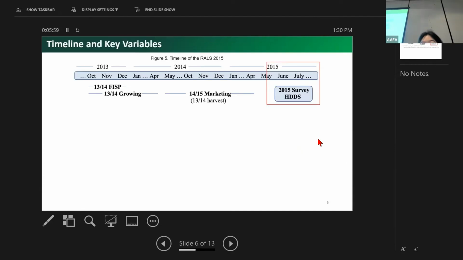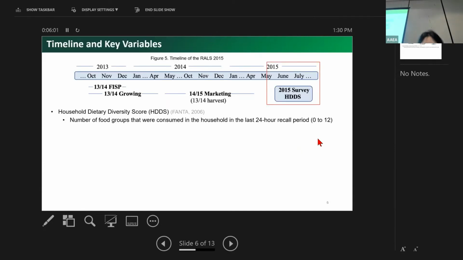So our main outcome variable, dietary diversity, we measure it by household dietary diversity score, which is counted as the number of food groups that were consumed in the household in the last 24 hours. So the households are presented 12 different food groups, and for each of the food groups, they answer whether they did consume it or not. So it ranges from 0 to 12, 12 indicating the most highly diversified diet.